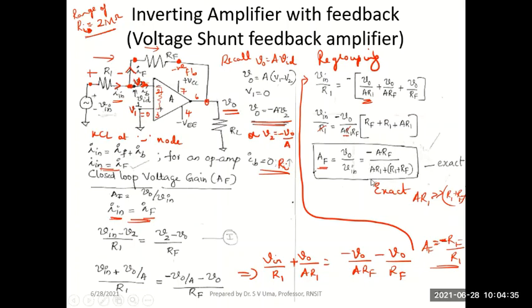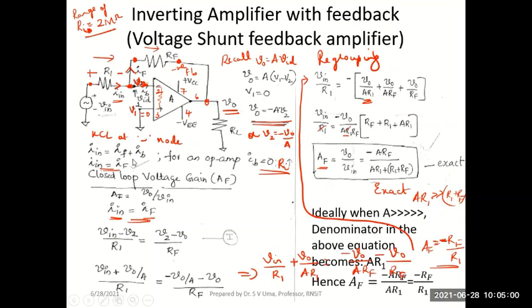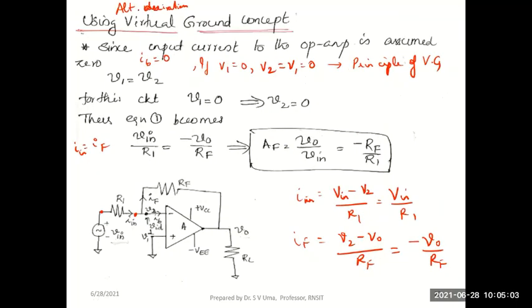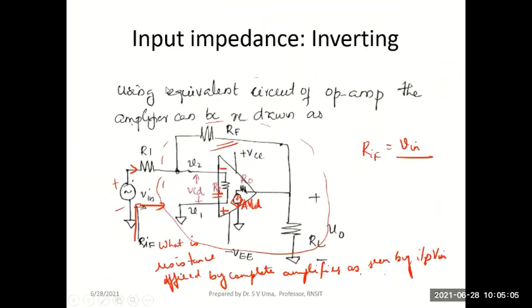But again, if we consider that A R1 in the denominator is much greater than R1 plus RF, then I can remove the other two resistors, R1 plus RF, from the equation. So I'll have the approximate gain with feedback AF as simply minus RF by R1. This is the approximate expression for gain in an inverting amplifier, and we derived it using the simpler method, that is, using the principle of virtual ground.